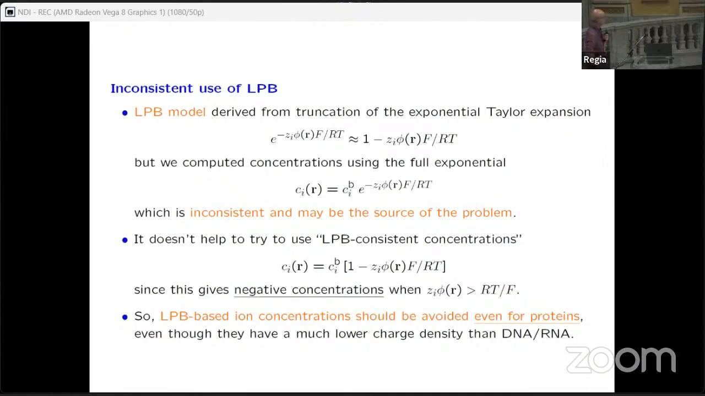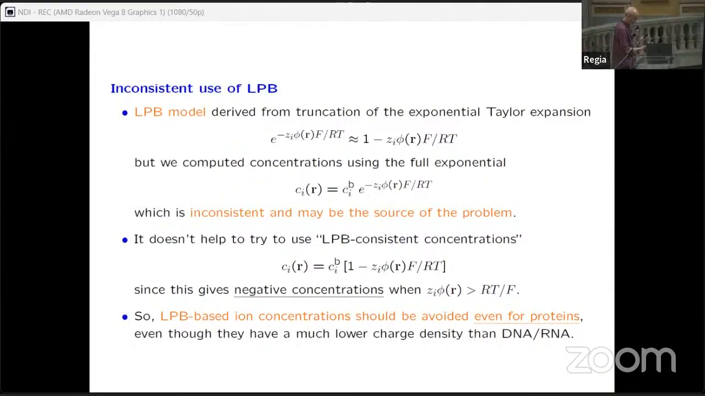So the conclusion here is that, as I told you, we decided to include the linear form as well, just to see if in this case, with less charge density than in nucleic acids, it would be useful. It isn't. So we should avoid it. To estimate ion concentrations around the protein, it seems terrible, okay?